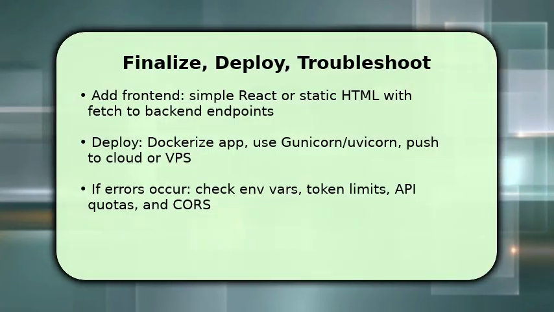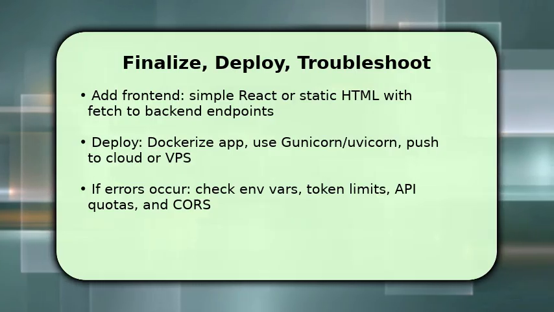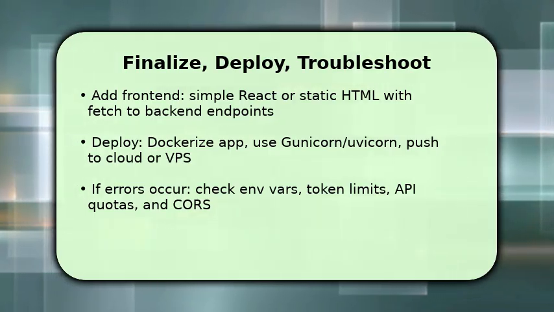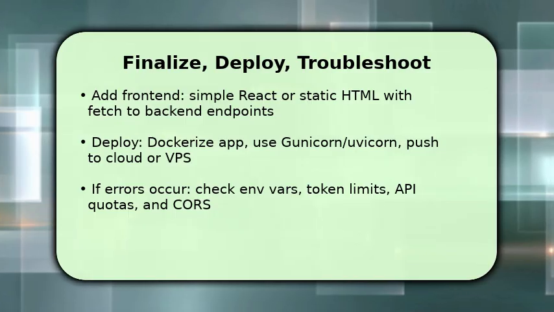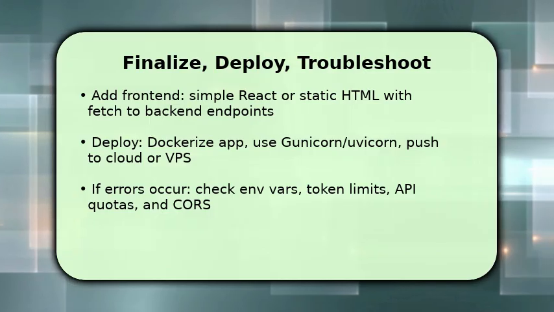Implement message queuing or optimistic UI for responsiveness. Containerize the app with Docker, use Uvicorn or Gunicorn for production, and deploy to your cloud provider with proper secrets and health checks. Once live, monitor logs and metrics for latency and error patterns.